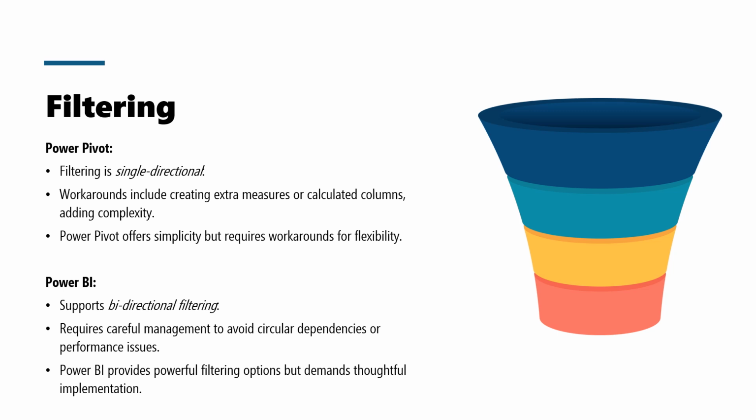Power BI gives us more flexibility with cross-filtering. We can enable bidirectional filters, allowing filters to flow both ways between tables. This can simplify our data models and make our analyses more straightforward. However, we need to be cautious. If not managed carefully, bidirectional filtering can introduce circular dependencies or affect performance.